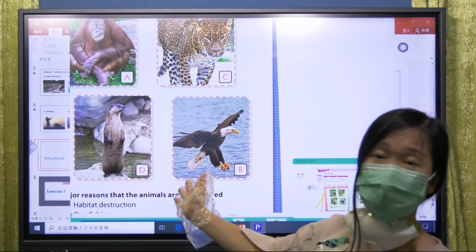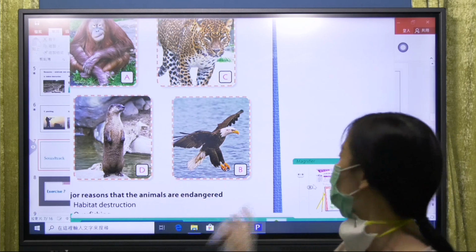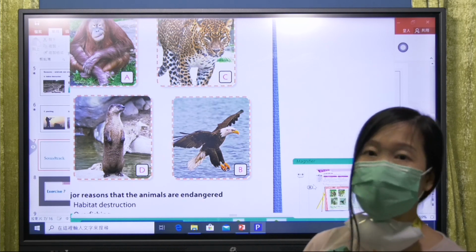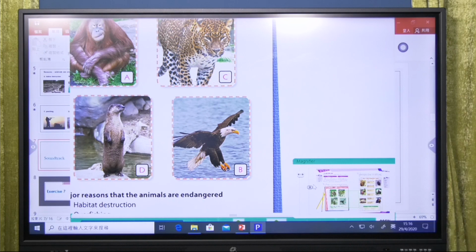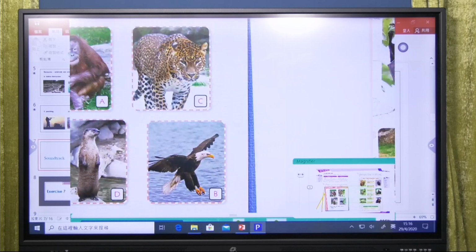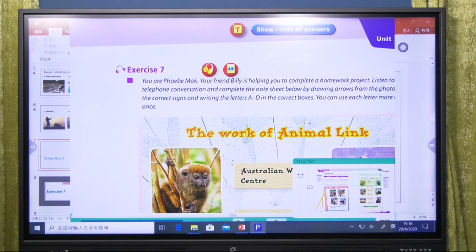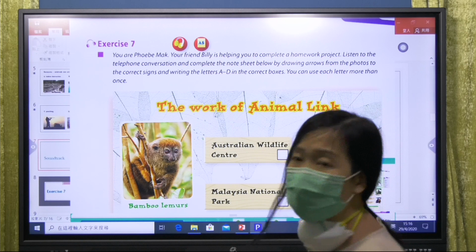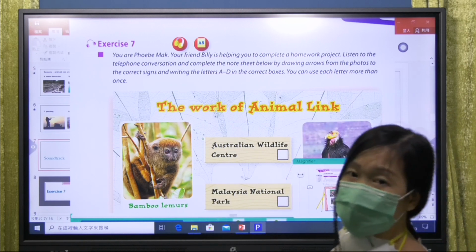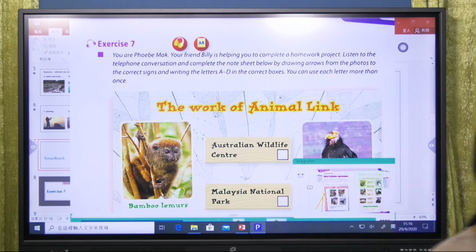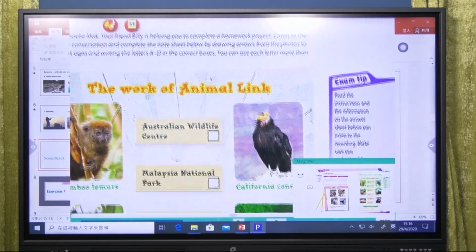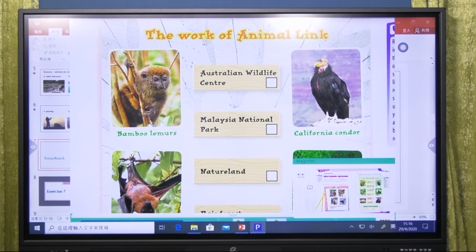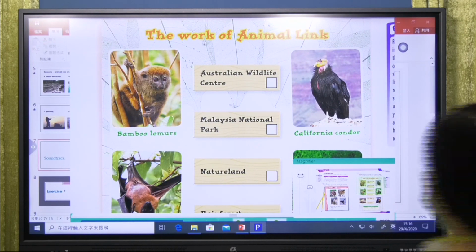homework onto the Google Classroom for me already, right? So we will go to another exercise about animal conservation. Exercise 7. Exercise 7, well, we have some more pictures, photos of animals here. Many of them. So, what to do here?